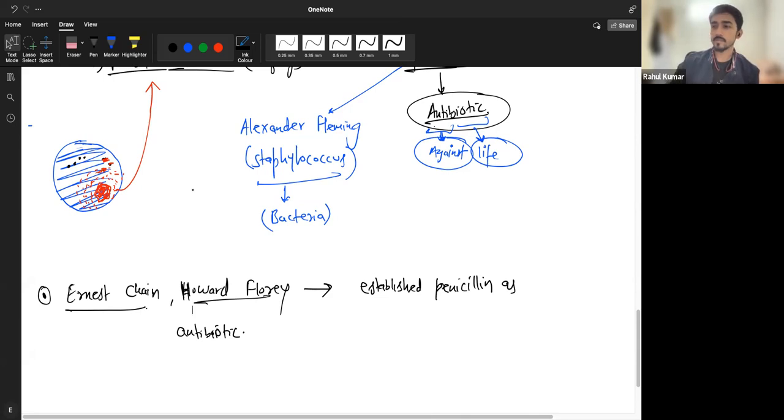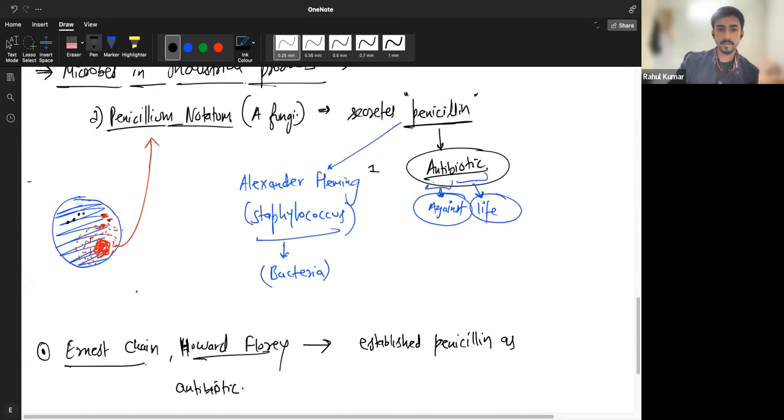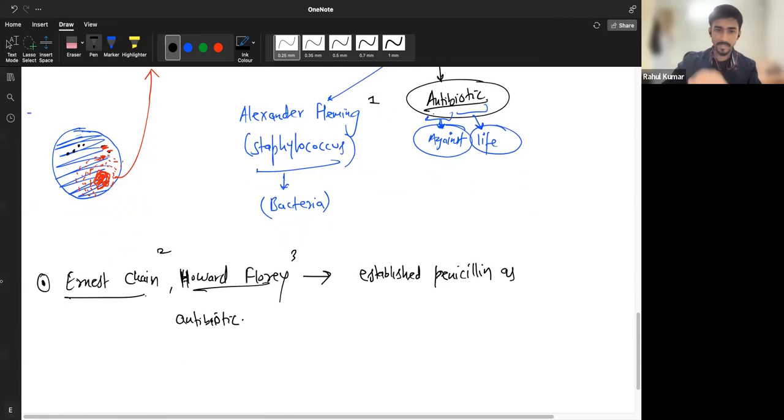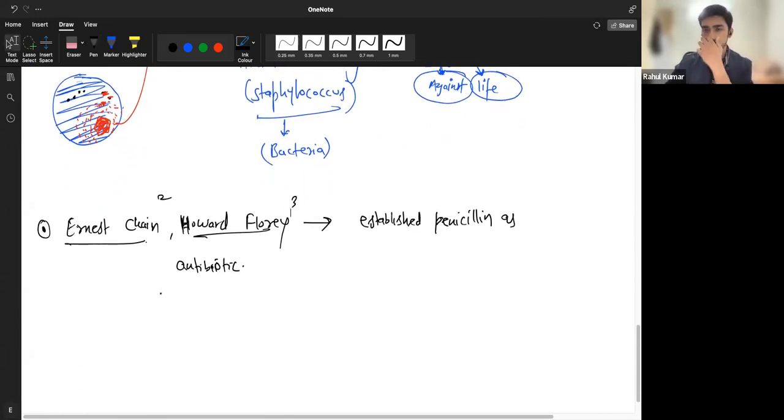Because of which all the three, Alexander Fleming, Chain, and Florey, were awarded the Nobel Prize in 1945, post the Second World War. The Second World War was between 1939 to 1944 or 45, and in 1945 all these three people were awarded the Nobel Prize in Medicine and Physiology for this discovery. So this is another case of microorganisms working for our benefit.